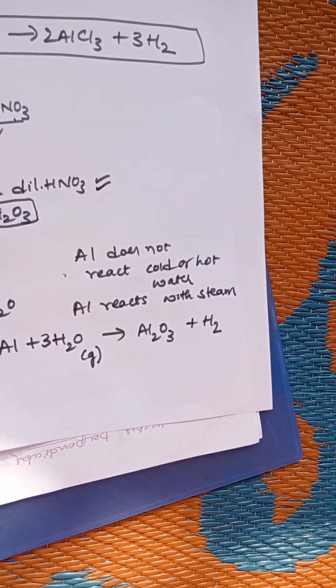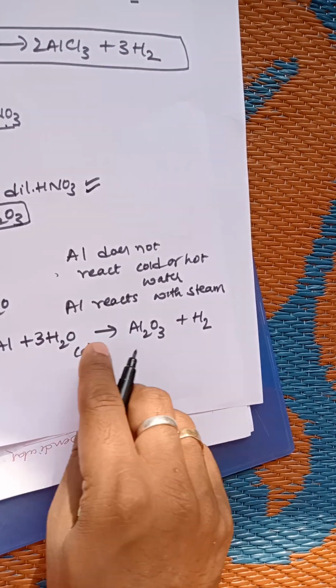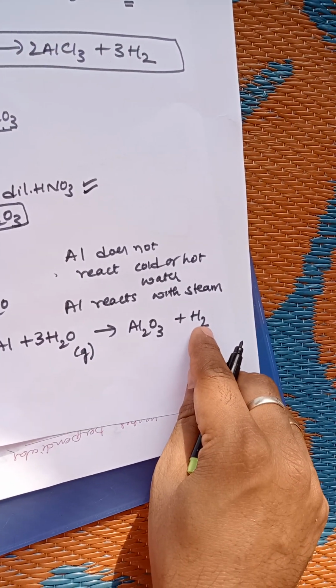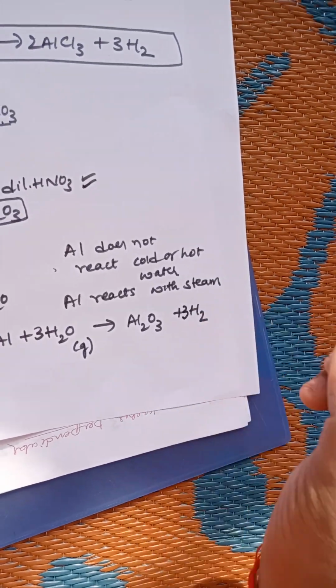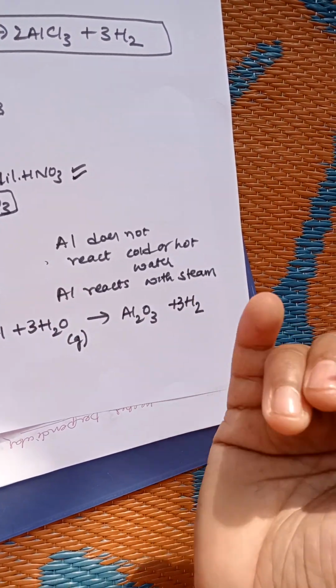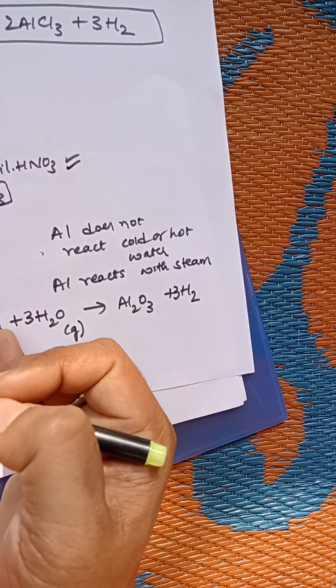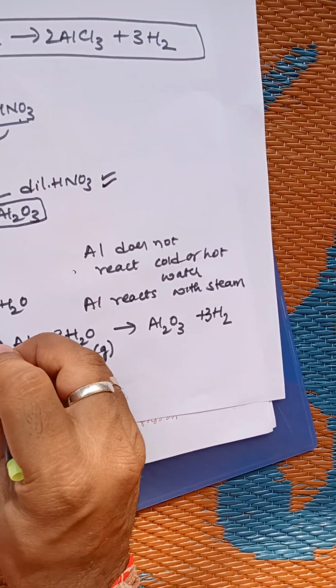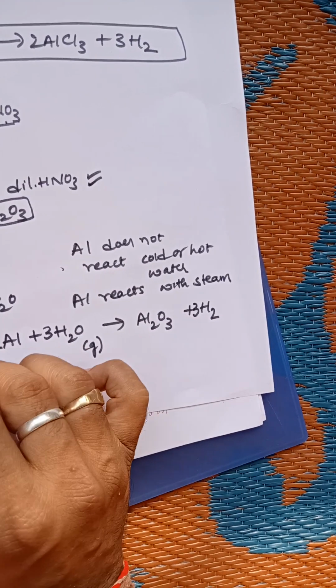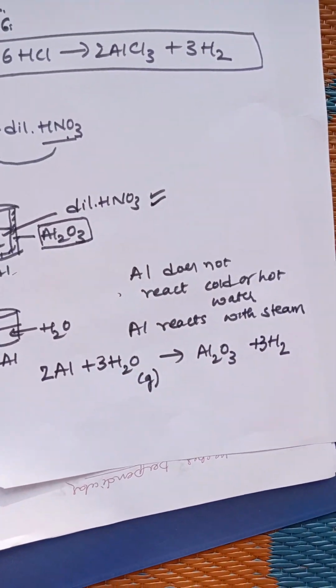Next, hydrogen is 3 into 2, 6 here. It is 2 here. So how to make it 6? I can put a 3 over here. Now hydrogen is also balanced. The element that is yet to be balanced is aluminum. Aluminum is 2 in number here, aluminum is 1 in number here. I'll put a 2 over here. In this way I can balance this chemical equation.